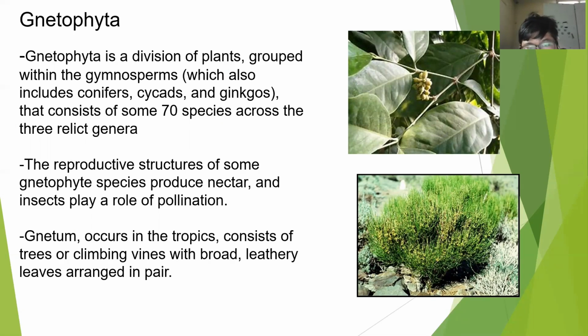The reproductive structures of some gnetophyte species produce nectar, and insects play a role in the pollination of these species. Gnetum, which occurs in the tropics, consists of trees or climbing vines with broad, opposite leaves arranged in pairs. Ephedra, occurring only in southwest North America and Southeast Asia, is a shrub with small, scale-like leaves. Ephedrine, a medicine with serious side effects, is extracted from Ephedra. Welwitschia, living in the deserts of southern Africa, has only two enormous strap-like leaves that fray as it gets older.